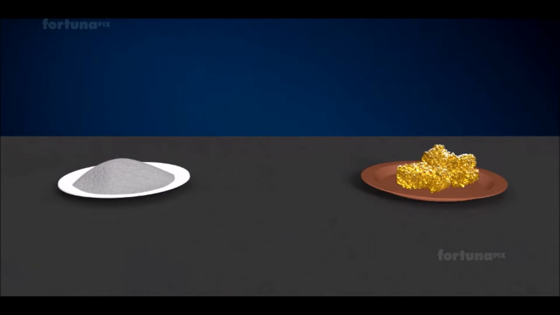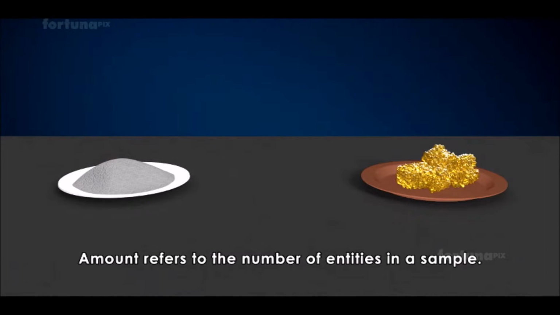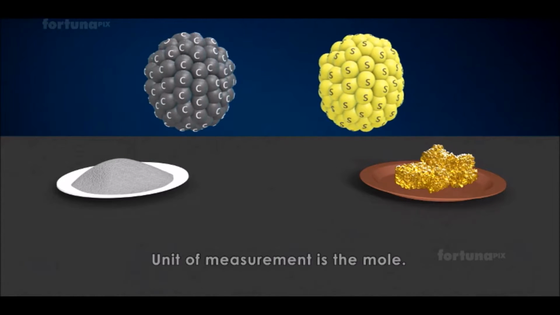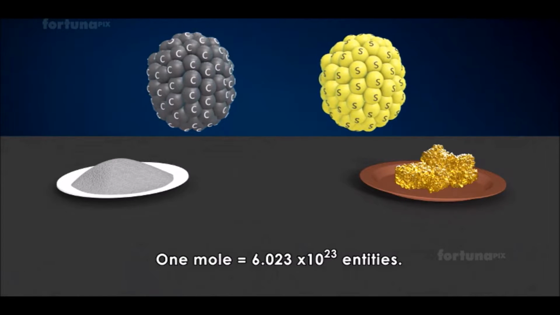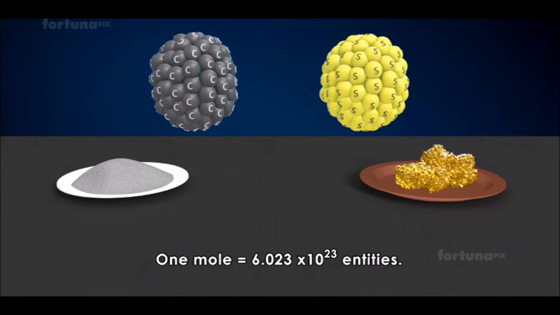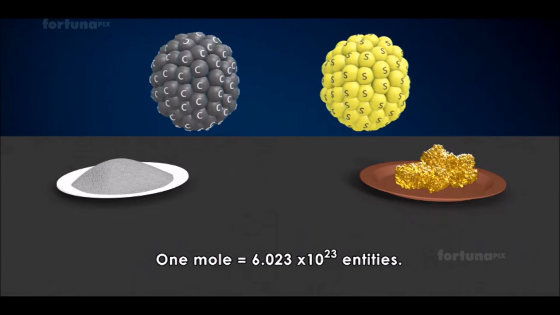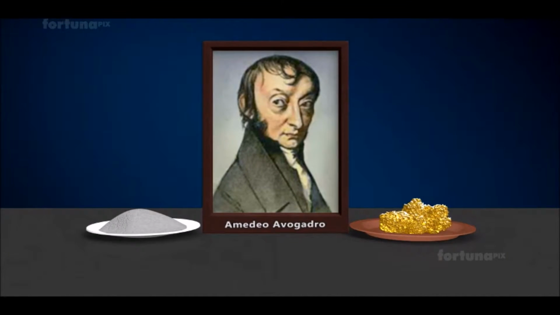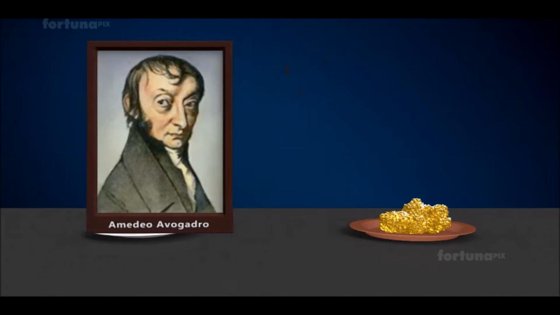In chemistry, the term amount refers to the number of entities in a sample, and the unit of measurement is the mole. 1 mole is the amount of substance that contains 6.023 times 10 to the 23rd power entities of that substance. The number is Avogadro's number, named after the 19th century Amedeo Avogadro.